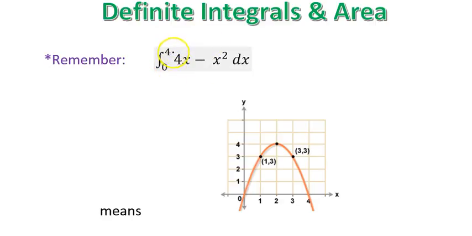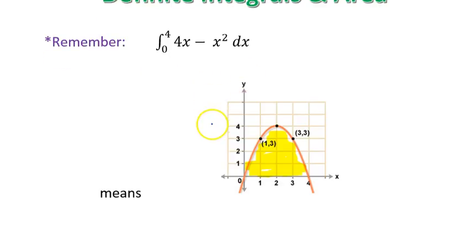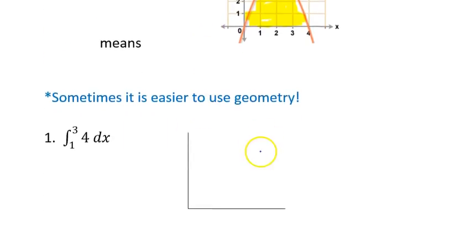So the first thing I wanted to remind you is that if we have this integral from 0 to 4 of 4x minus x squared, which would have a graph something like this, we are actually finding that area between that graph and the x-axis. So again, that's what that means, and that's the purpose of what we're doing here.